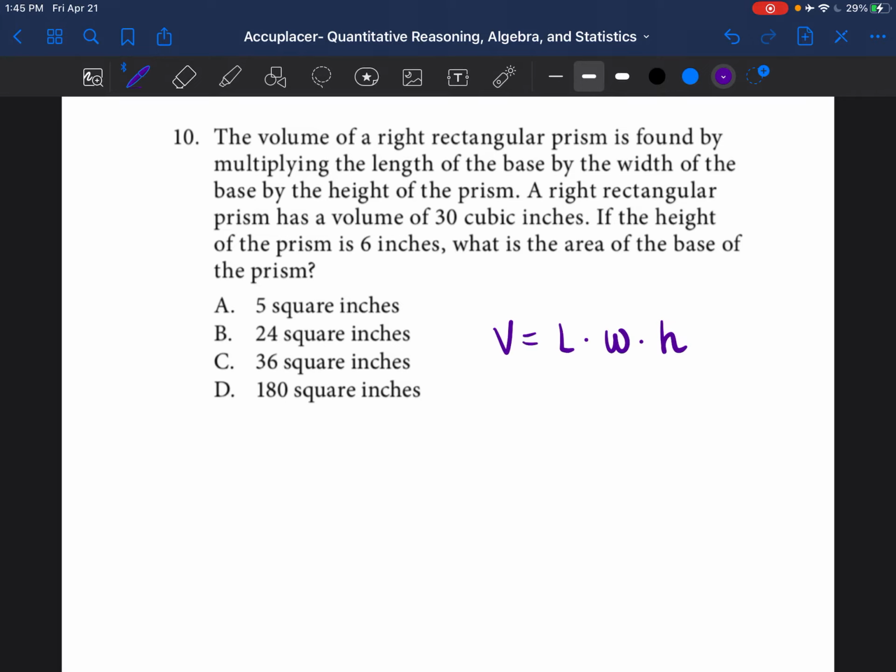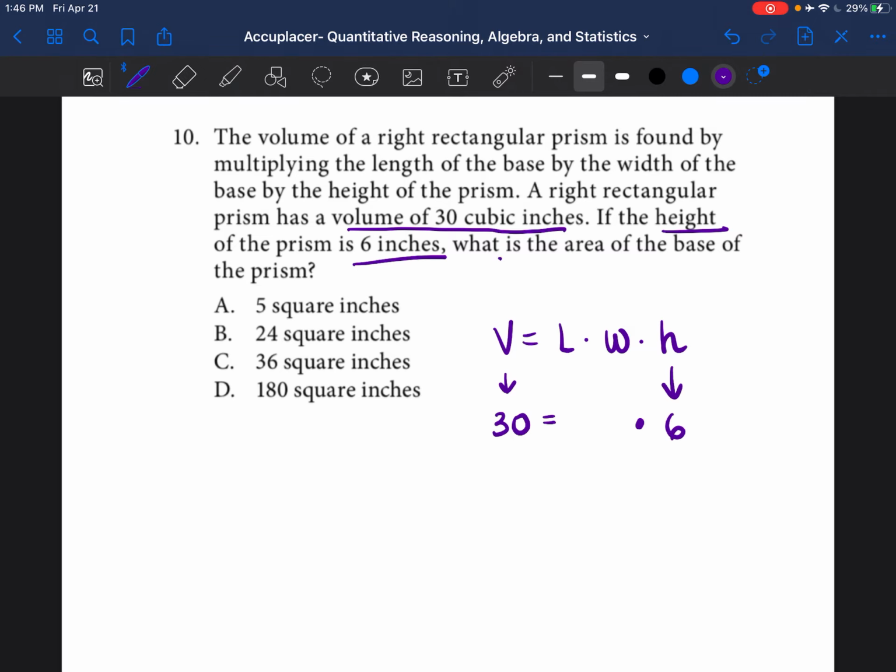So we're just going to go ahead and fill in whatever values they give. So it says the prism has a volume of 30 cubic inches. So instead of writing V, we can now substitute that for the number 30. Bring down the equal sign. And then it says the height of the prism is 6 inches. So instead of writing H, we're going to write 6. And we're going to do that times sign.